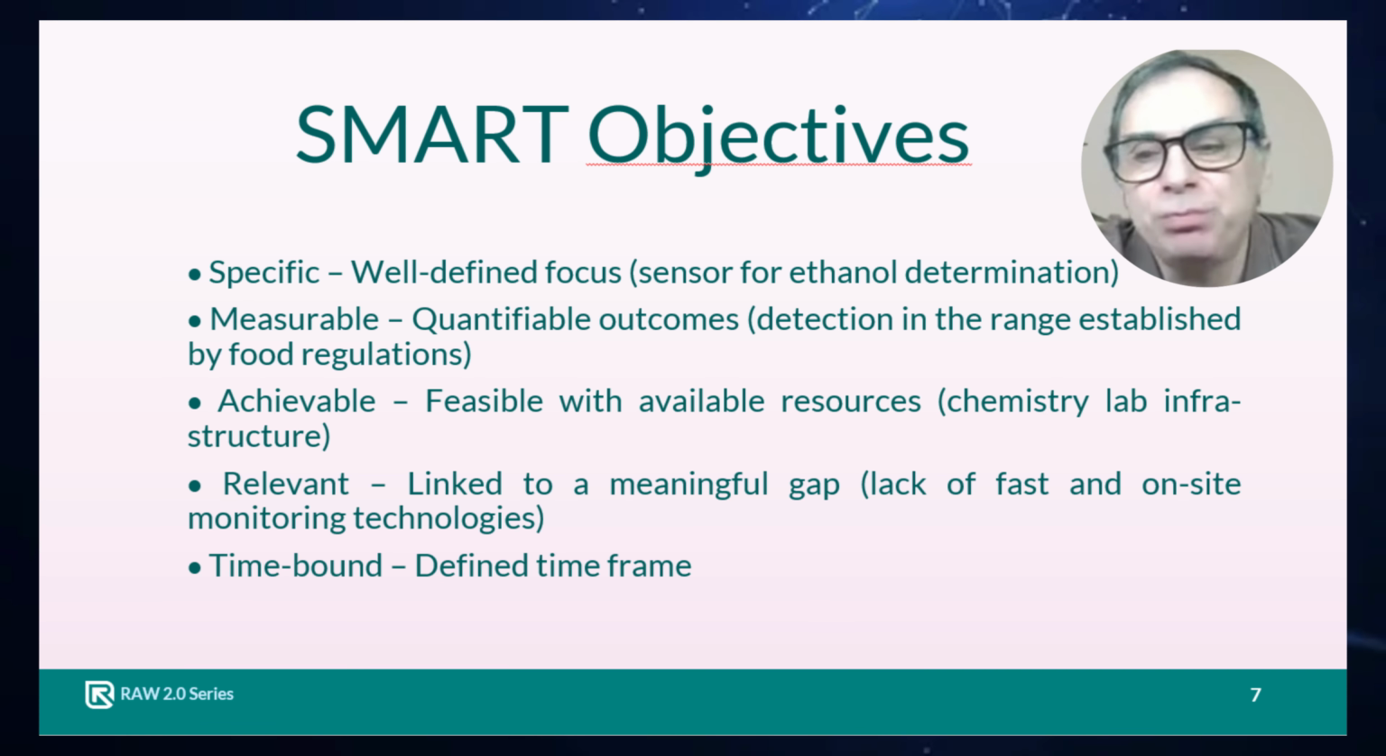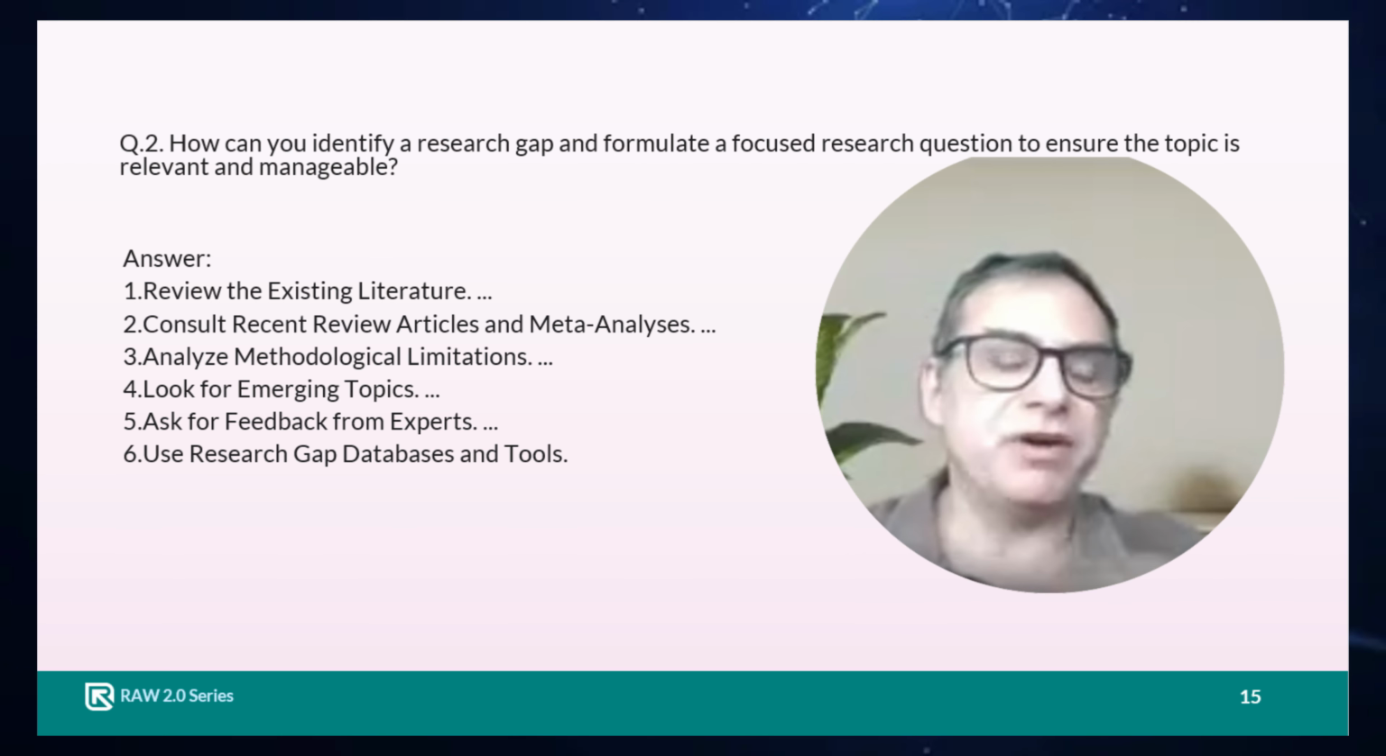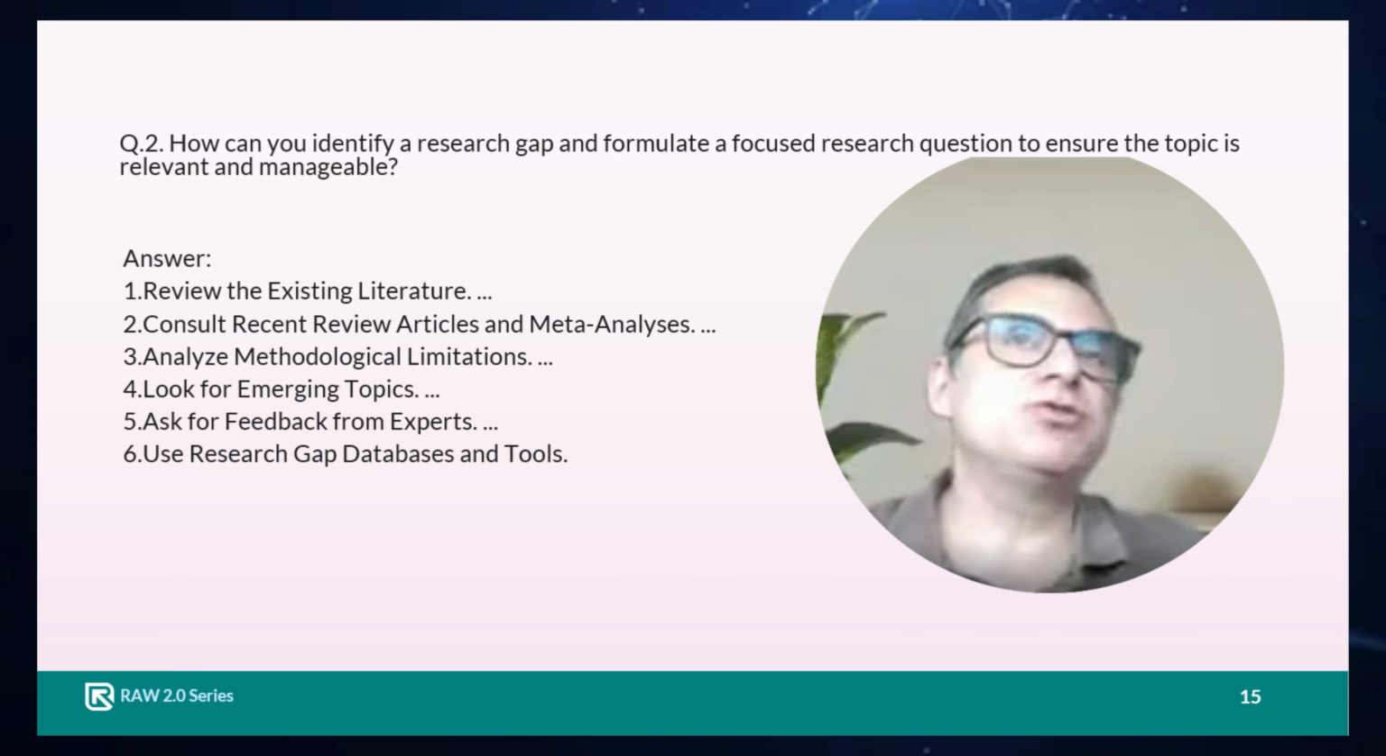The second question: how can you identify a research gap and formulate a focused research question to ensure the topic is relevant and manageable? This is harder. This is a bit harder. We have kind of steps that you have to follow, right? The very beginning is to review the literature. As soon as you define before, what's my problem? Is it relevant?